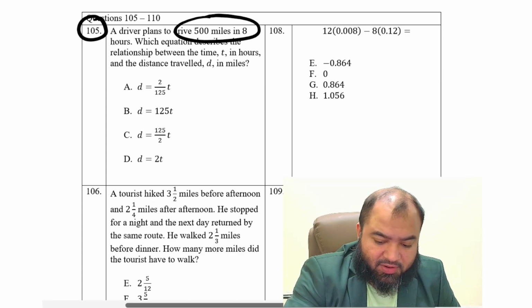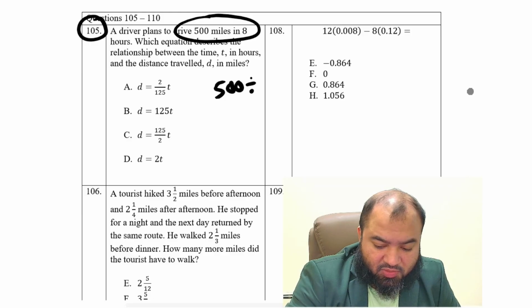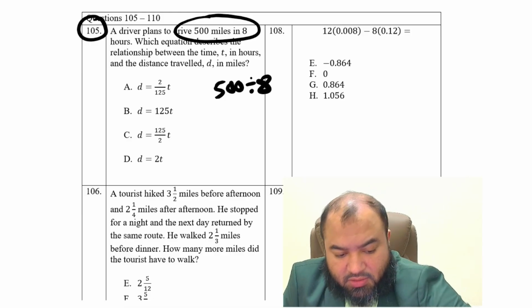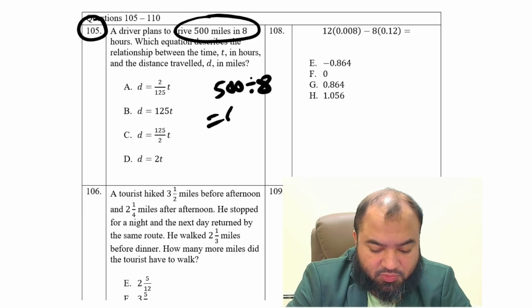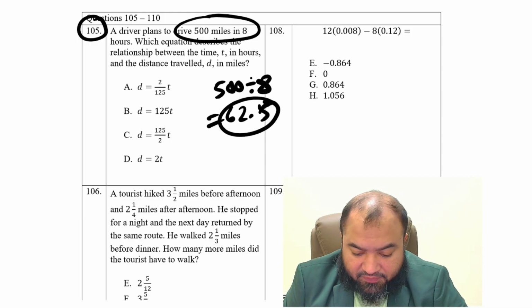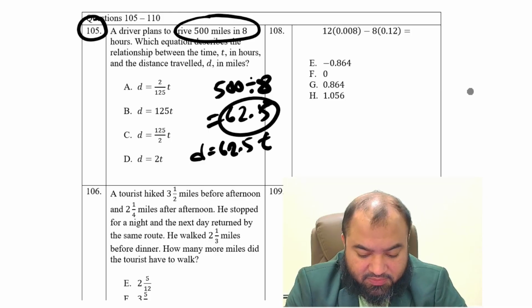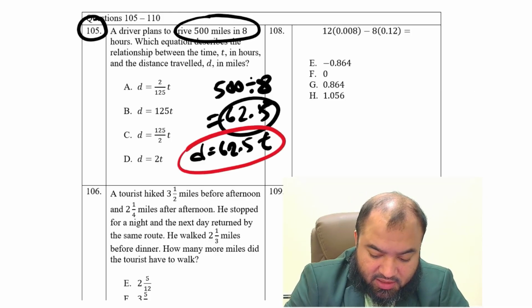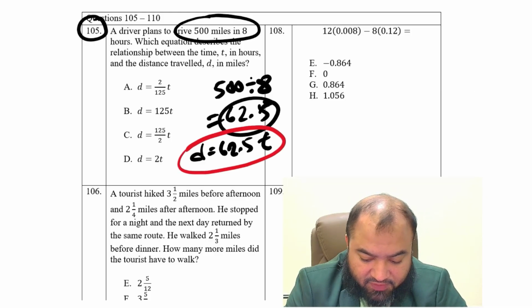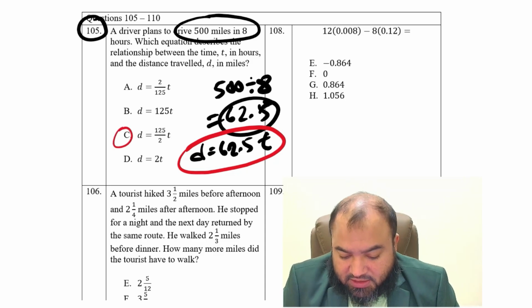If he does 500 miles in 8 hours, what is the unit rate? How much per hour? That's 62.5. Okay, so 62.5, I see what they did. So the formula for distance will be 62.5 times whatever amount of time, right? This is the answer. Now you have to see which one is 62.5. So that's C. 125 divided by 2 is 62.5.